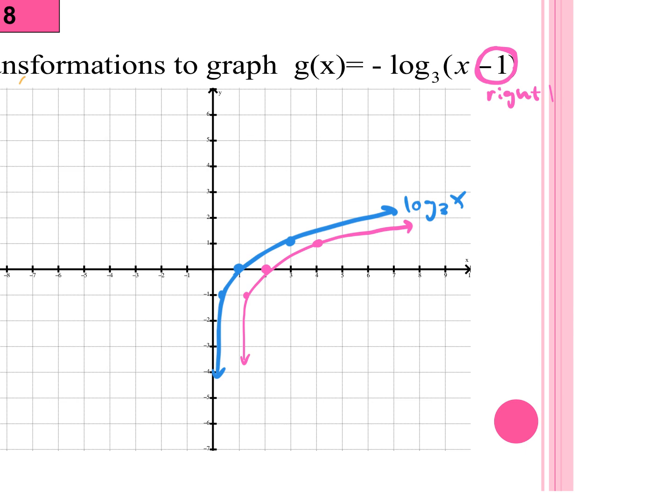Now we have one more transformation happening. When we have a negative on the outside, what does that do to our graph? It flips it on which axis? Reflection on the x-axis. So this is our x-axis here. This is going to act as a mirror. All of our points above the x-axis are now going below the x-axis. All the points below now flip to above. So we're going to flip our points. So now our graph is going to look like this.